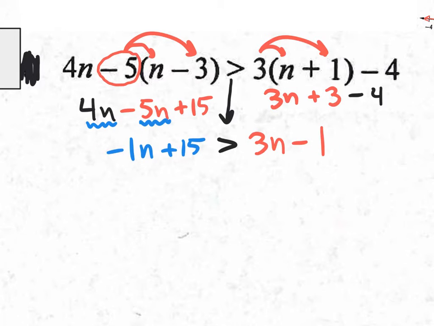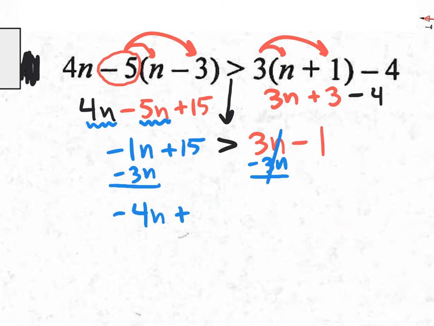And now we're able to start thinking about the goal, getting n by itself on one side. So it depends. I mean, there are many roads to the same place. You could choose to add 1n and move it this way, or subtract 3n and move it this way. If you're following the notes that I gave you, you would try to get the n's to the left side. I think it's a little easier. So subtract 3n, you'll have negative 4n plus 15 is greater than the negative 1 on that side.